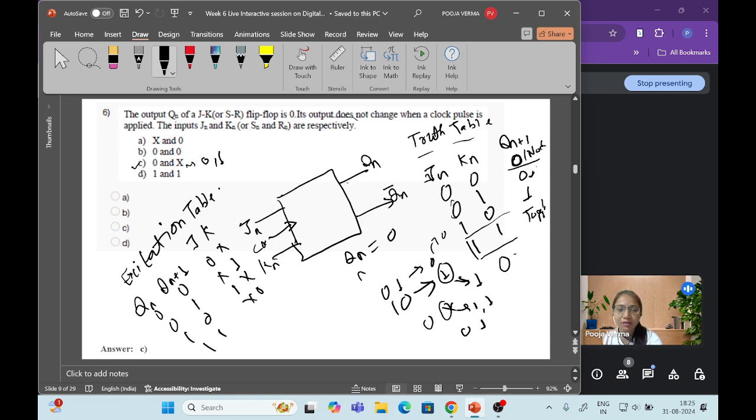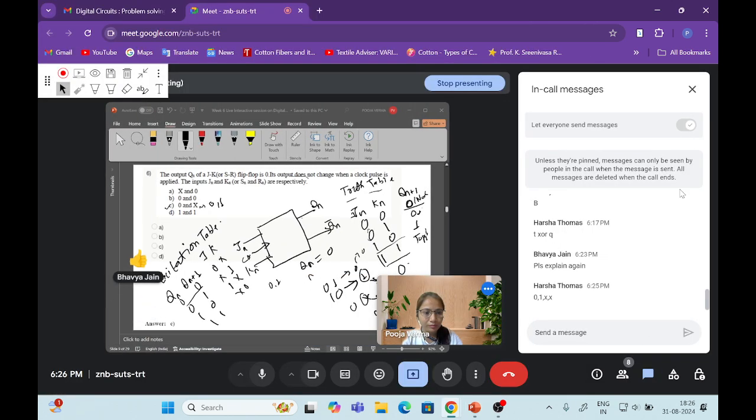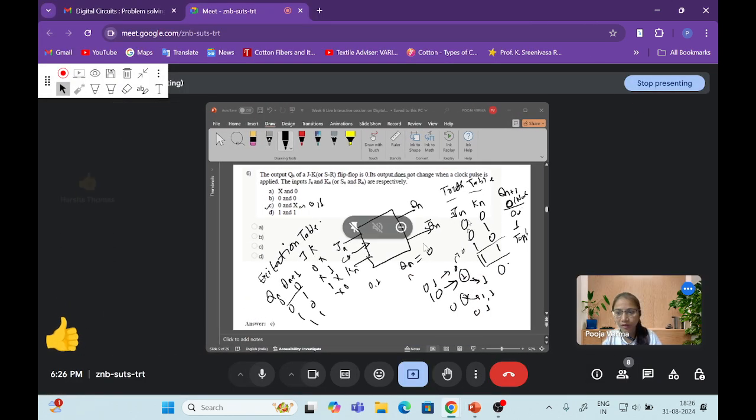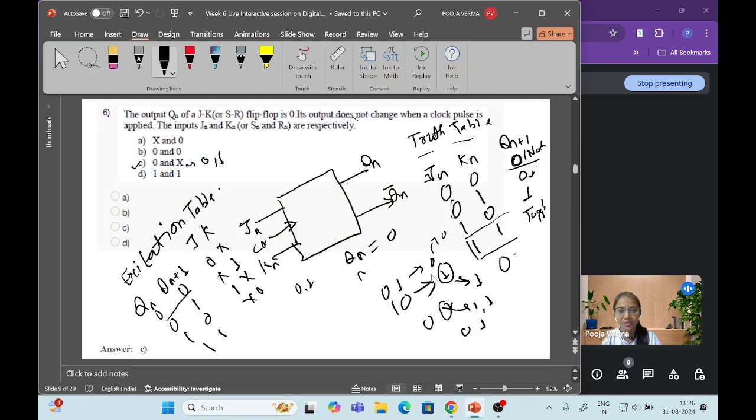So it is asking its output does not change when the clock pulse is applied. That means when we are applying the clock pulse, whatever the input is, the output does not change. It will be the same. So in which input condition will it not change? From here you can also check. In case of 0 0, the output will be 0 x, where x is a don't care, 0 or 1. Are you getting it? I hope you understand.